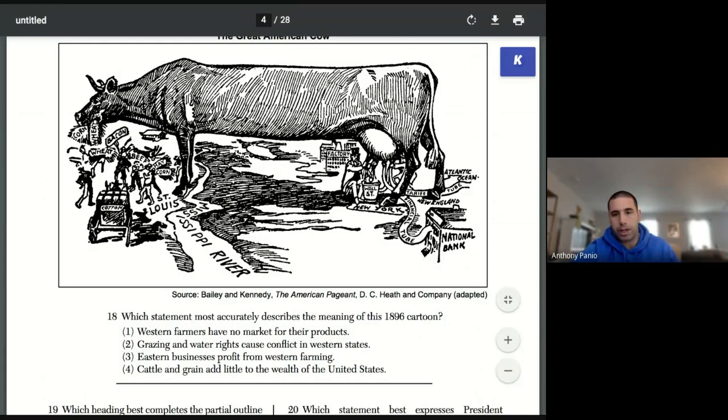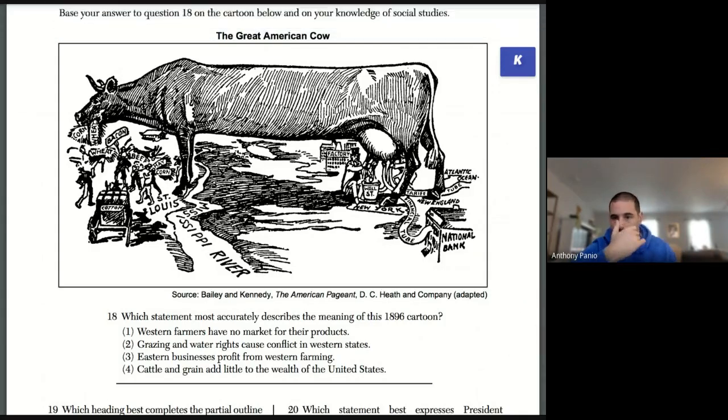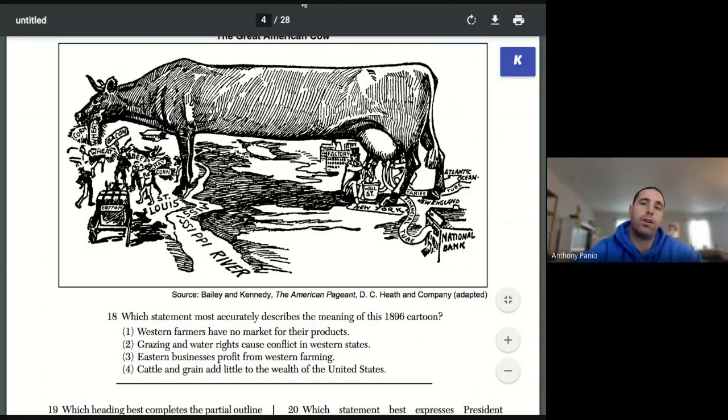Which statement most accurately describes the meaning of this 1896 cartoon? Basically, if you just look at the cartoon, it's Eastern businesses, right? States in the East also profit from Western farming. So the cow and the farmers are very helpful to all the groups, no matter where you are in the country.